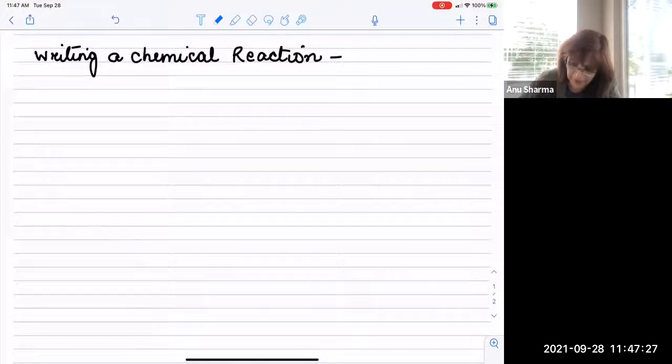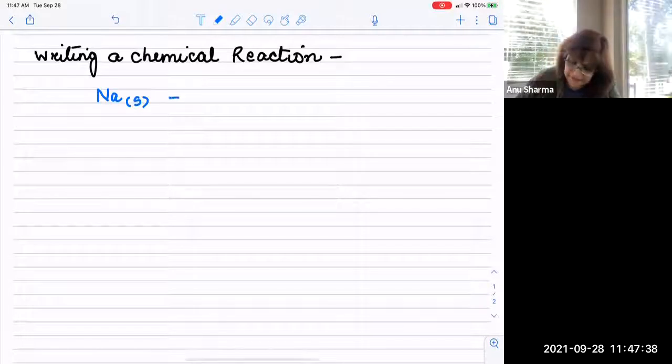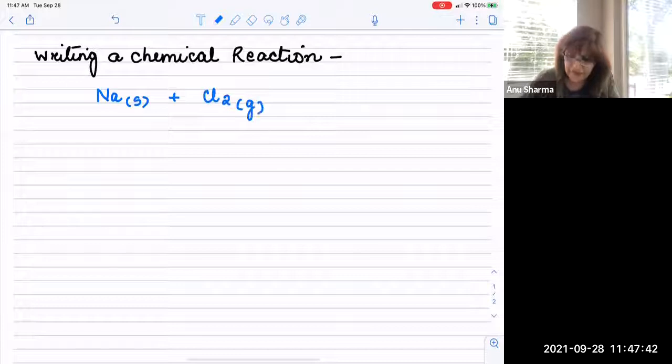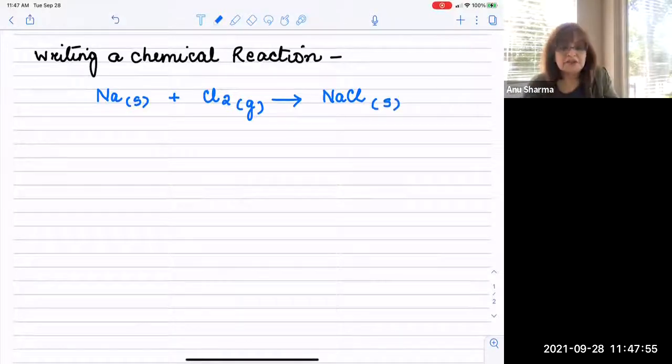For example, you have sodium, which is solid, okay? And it's very reactive and it's flammable, and that's why we put it under oil. This reacts with chlorine. Chlorine is a gas, okay? A totally different set of properties. So when sodium and chlorine react together, they form sodium chloride. It is our common salt you see on the table, okay? And that is a solid.